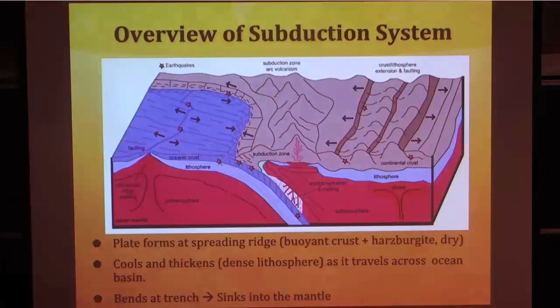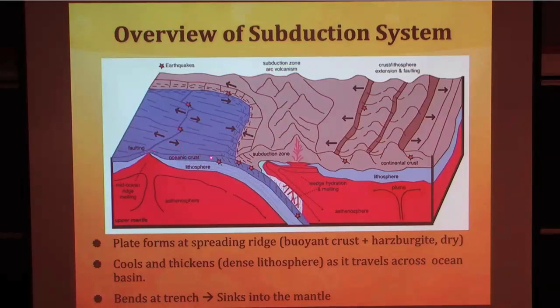Let's just start out with a simple overview of subduction. Subduction is complicated, so making it simple is starting with the basic geometry. This is a 3D cartoon drawing of the subduction zone. The first thing to consider is that the plate that ultimately makes it to the subduction zone is formed at an oceanic spreading center and then has to move across the ocean basin where it cools and thickens, growing a strong lithosphere in that process.